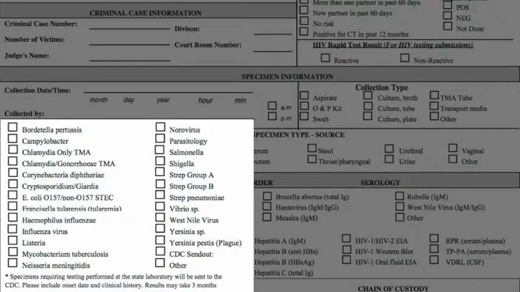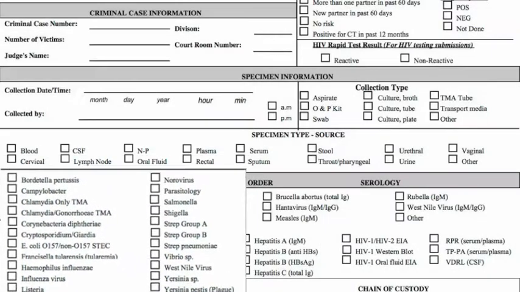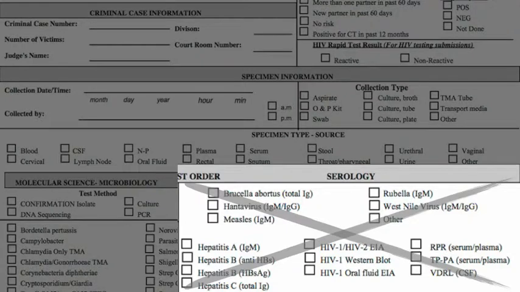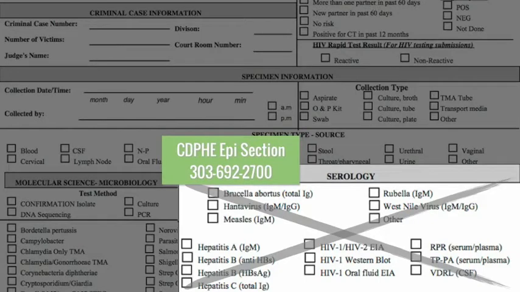Below the line is where you check off the specific pathogens you want the stool tested for. For a bacterial culture, you would select Campylobacter, E. coli, Salmonella, and Shigella. For norovirus, you would just check norovirus. There is no box for bacterial toxins, so check Other and handwrite foodborne toxins. It's rare that you would use the serology portion of the molecular science section for a foodborne illness. If you need testing for hepatitis A, consult with the CDPHE EPI section before submitting specimens.